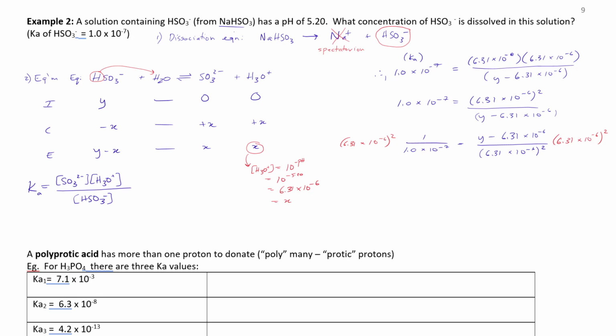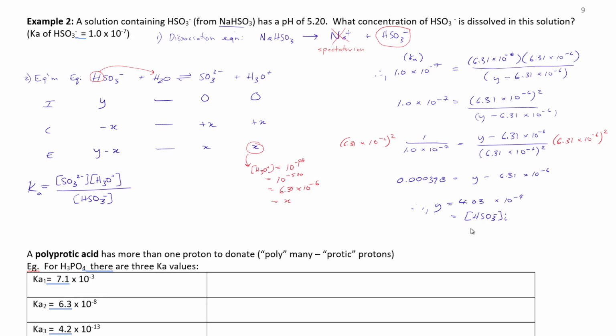And then I'll end up with a value that will, just give me a second. So on this left side here, I get 0.000398, which is equal to y minus 6.31 times 10 to the negative 6. Then I find y by adding 6.31 times 10 to the negative 6 on both sides, and I get y is equal to 4.03 times 10 to the negative 4, which was my original, or initial, concentration of HSO3⁻.